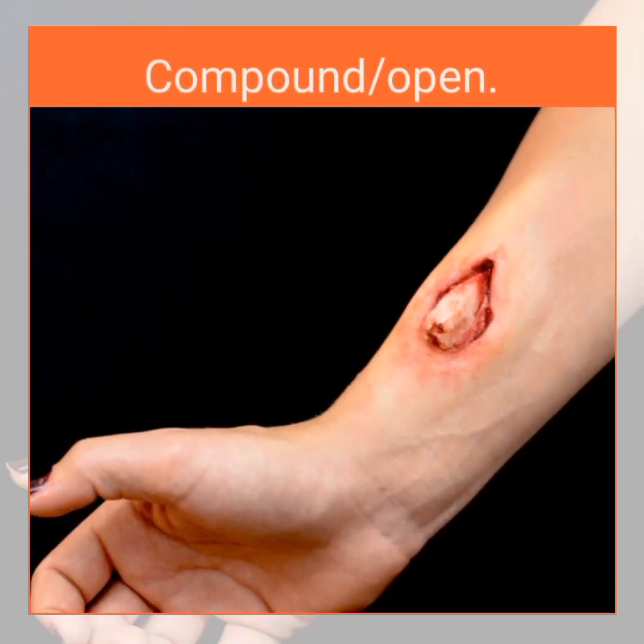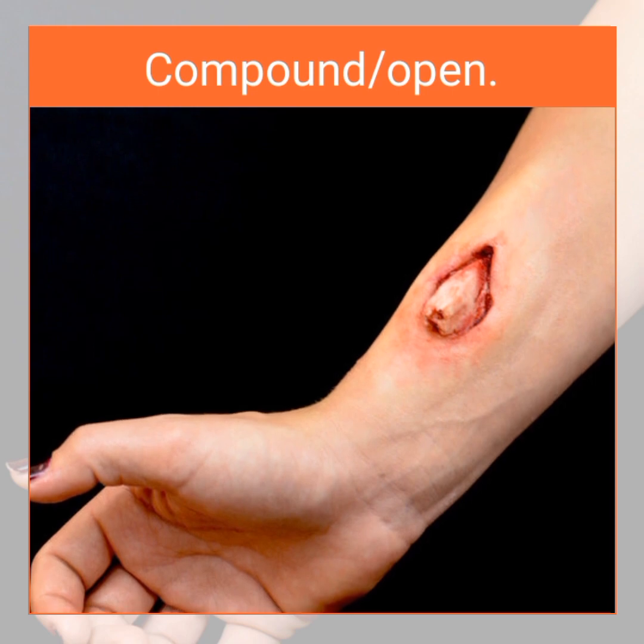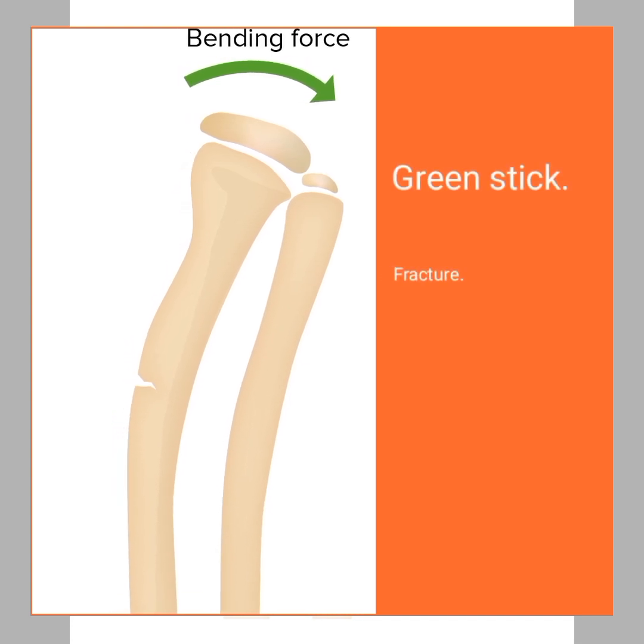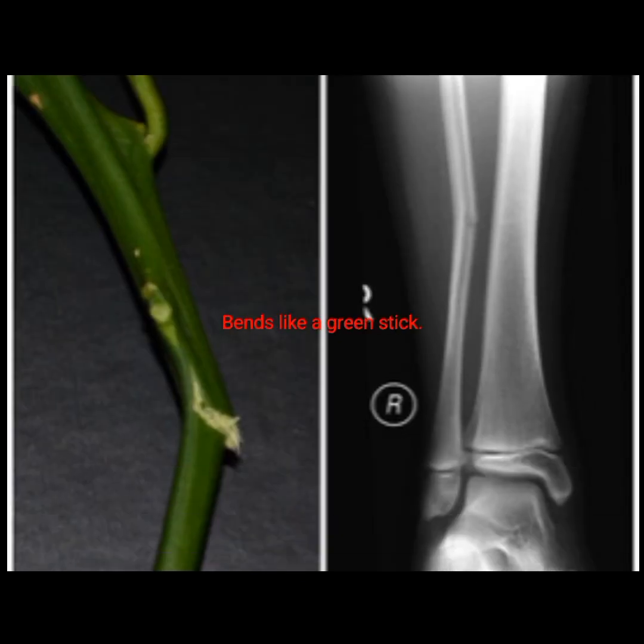So we looked at this when we were classifying open fractures in the Gustilo and Anderson classification. Green stick fracture. This is an incomplete fracture common in children. So the fracture bends just like a green stick. Don't confuse this with the torus fracture.